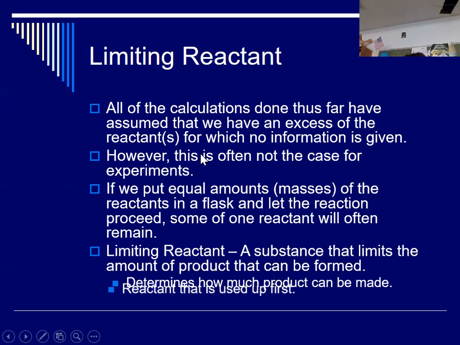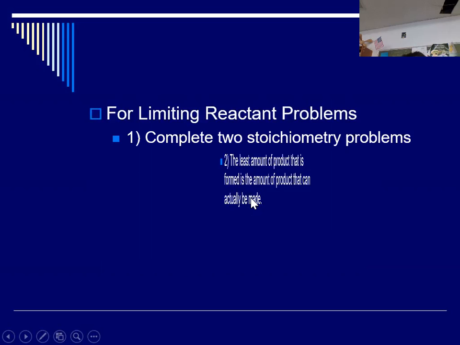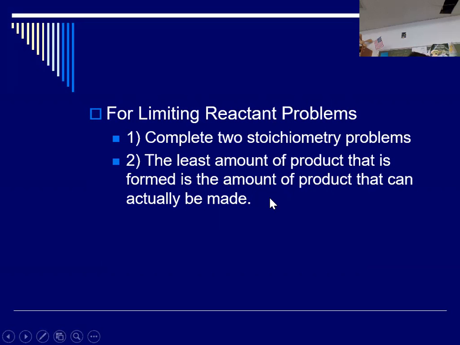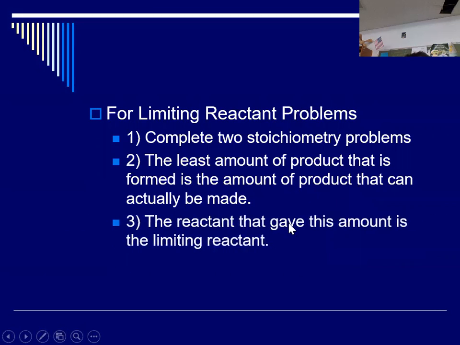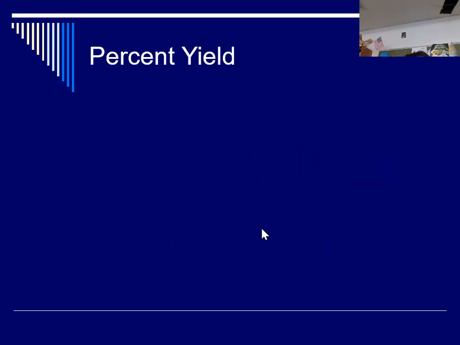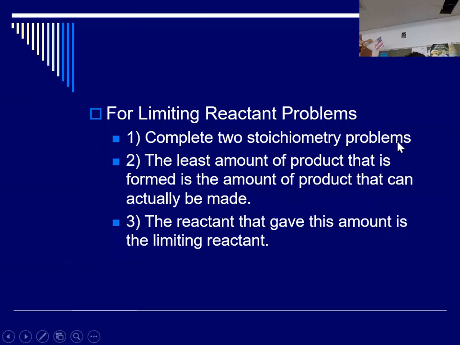For limiting reactant problems, you must complete 2 stoichiometry problems. The least amount of product that is formed, the smaller number, is how much can be made. That makes sense, correct? You can only make as much as the least amount of stuff that you have. The reactant that gives you that is the limiting reactant.